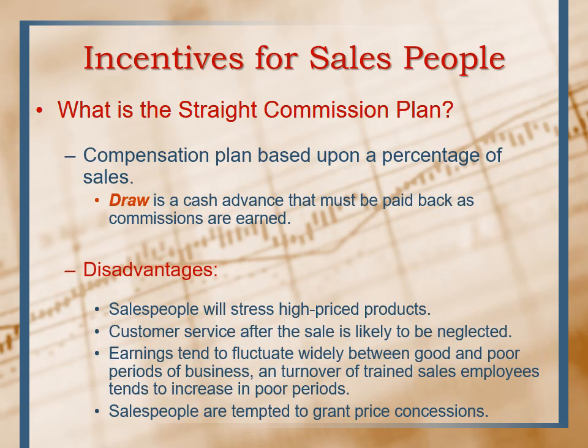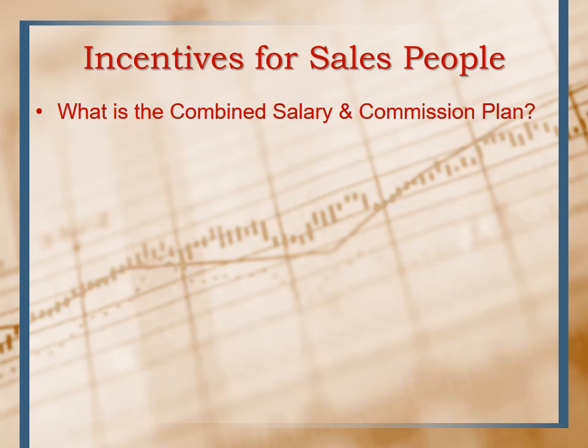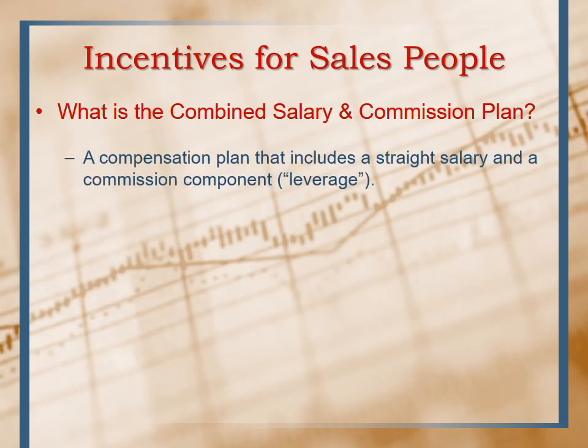When people are in the market and the economy is going well, or at the first of the year, car sales may be up a lot. But in those slow periods where car sales are down, the salesperson doesn't get much compensation. So salespeople are tempted to grant price concessions. Combined salary and commission plan is probably the best.